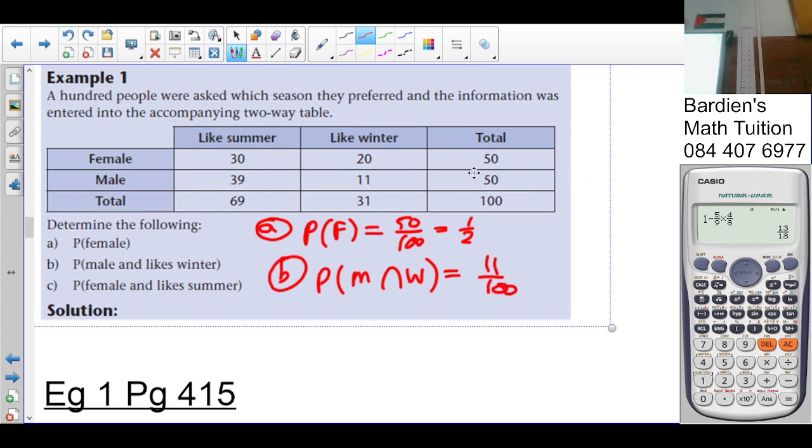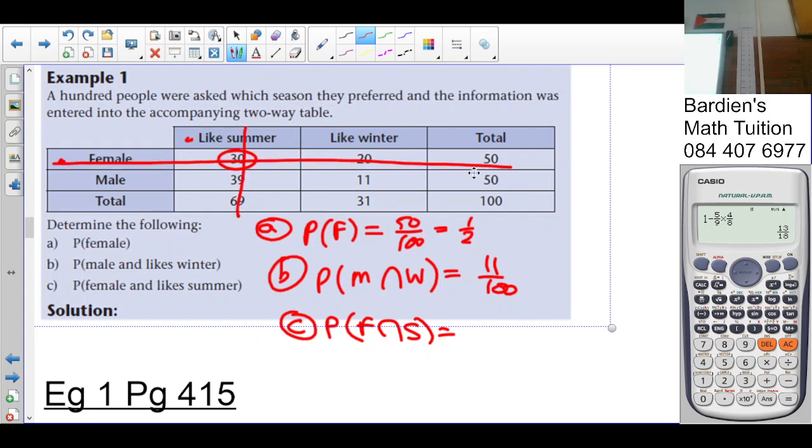Okay. C. We're selecting a person at random. The person is female and likes summer. So female and likes summer. It's going to be 30. Can you see where they intersect? It's going to be 30 over 100, which is 3 over 10. Any confusion there?